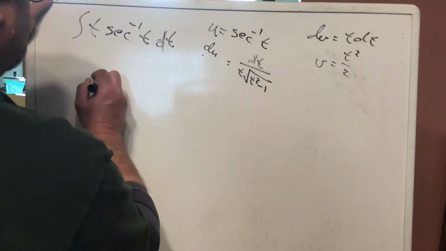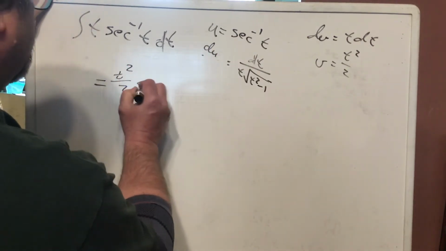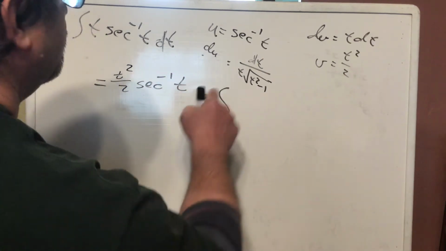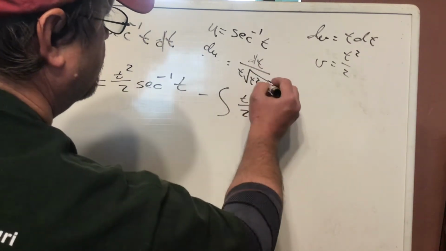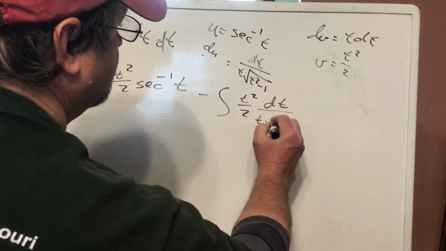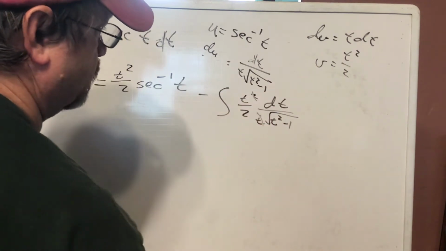What I then have is uv, u times v, that's t squared over 2 inverse secant of t, minus the integral of v, which is t squared over 2, times du, so I've got a dt, in the bottom I've got a t and a square root of t squared minus 1. One of the t's there cancels one of the t's there.